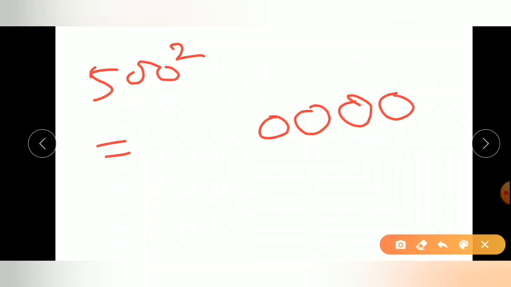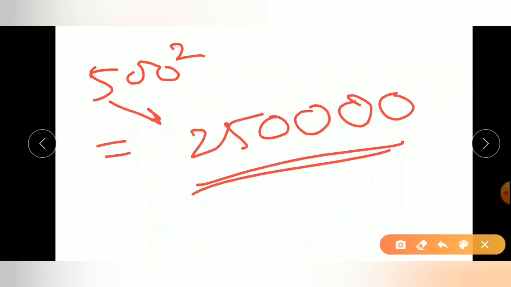Let's start another example, 500 square. Here the number of zeros is 2, so you put 4 zeros and the square of 5 is 25. This is our final answer.